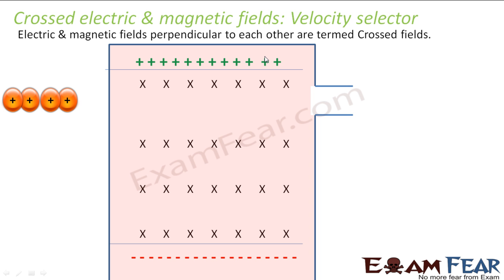Here we are going to study about crossed electric and magnetic fields. What are crossed fields? When the electric field and magnetic field are perpendicular to each other, they are known as crossed fields. Like we saw in the previous slide, this was the direction of my electric field and this was the direction of the magnetic field. Since they were perpendicular to each other, we call them crossed fields.